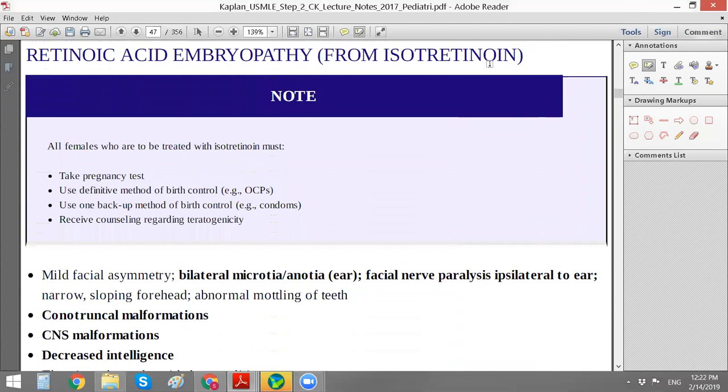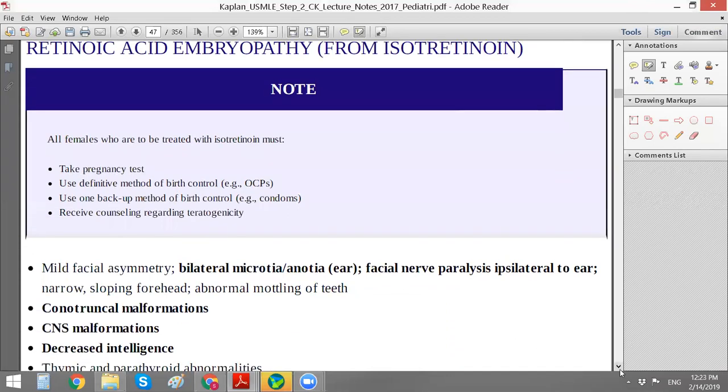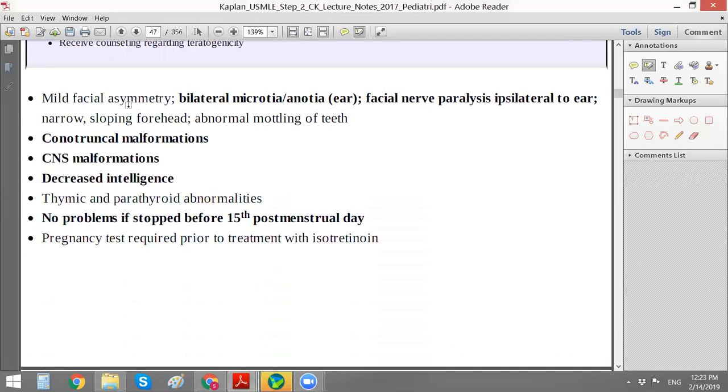Retinoic acid embryopathy from isotretinoin. All females who are to be treated with isotretinoin must take a pregnancy test, use a definitive method of birth control, OCPs, plus condoms. Use one backup like condoms and receive counseling regarding teratogenicity. Midface asymmetry, mild facial asymmetry. Bilateral microtia, ear abnormalities and renal. Conotruncal defects. Sloping forehead, abnormal mottling of the teeth, facial nerve paralysis ipsilateral to the ear, and decreased intelligence, thymic, parathyroid abnormalities.